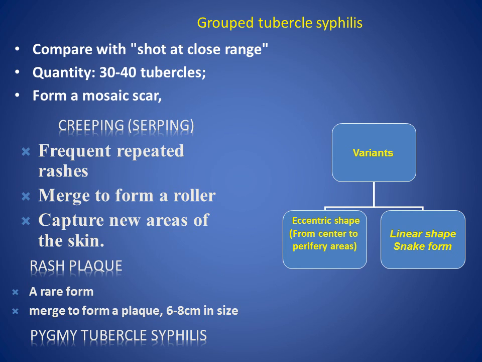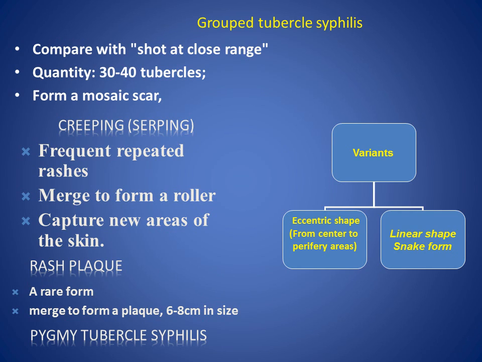Grouped tubercular syphilis, compared with a shot at close range. The quantity varies from 30 to 40 tubercles. They form a mosaic scar. Creeping or serpiginous tubercular syphilis is a frequent repeated rash that tends to form a roller and captures new areas of the skin.